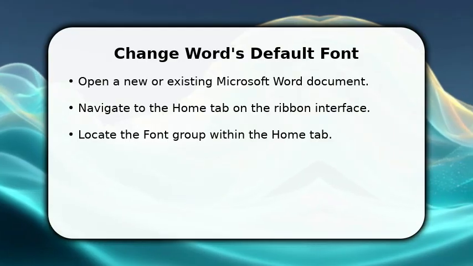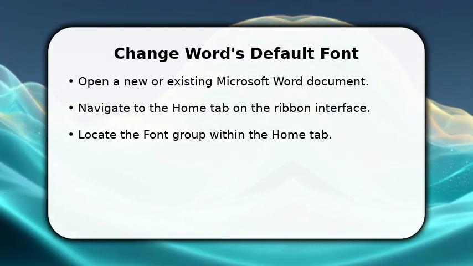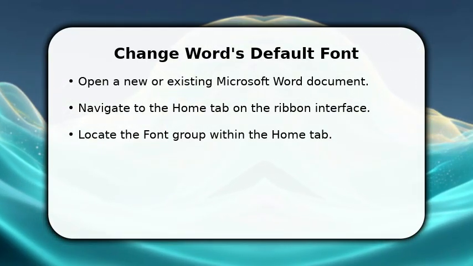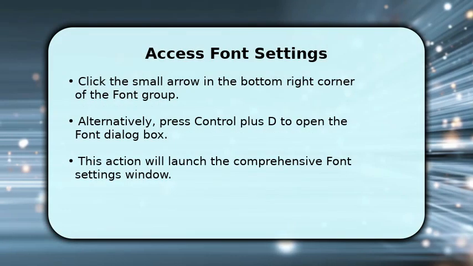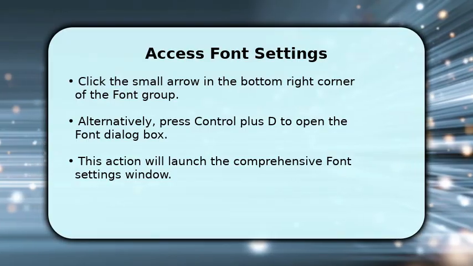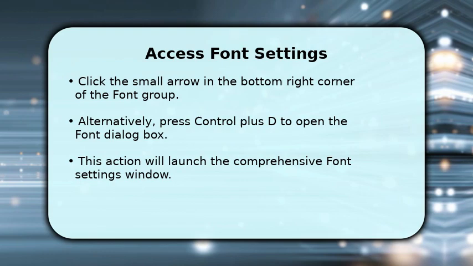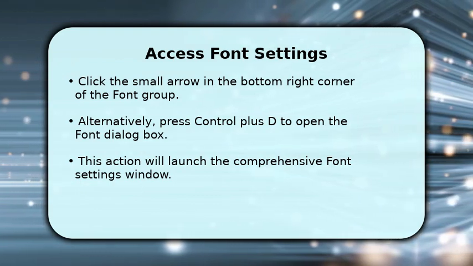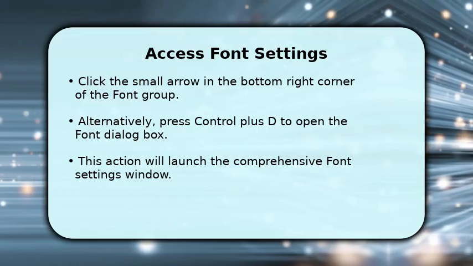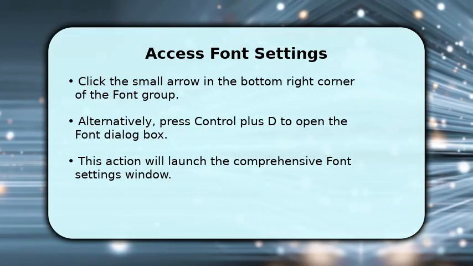Then, look for the Home tab at the top of your screen. Within the Home tab, you will find a section labeled Font. To access the full font settings, click the tiny arrow icon located in the bottom right corner of the font group on the Home tab. A quick keyboard shortcut is to press Ctrl and D simultaneously.